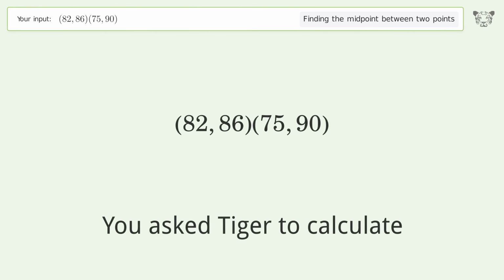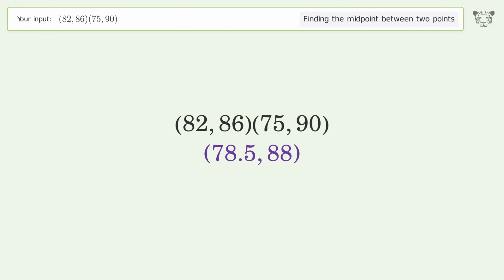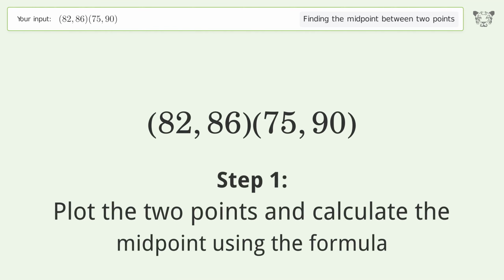You ask Tiger to calculate. This deals with finding the midpoint between 2 points. The midpoint between the 2 points is 78.588. Let's solve it step by step. Plot the 2 points and calculate the midpoint using the formula.